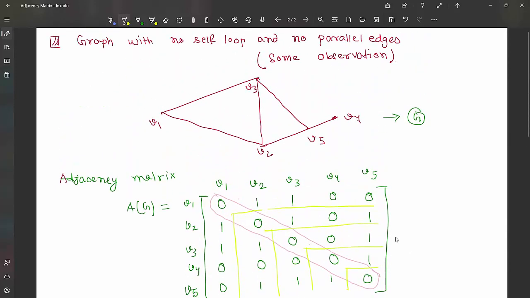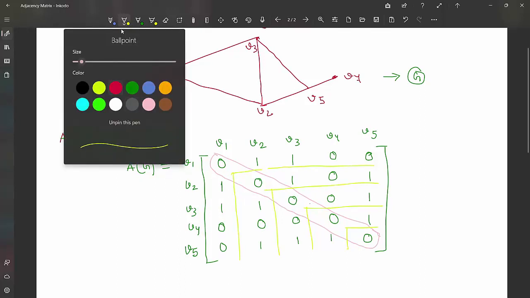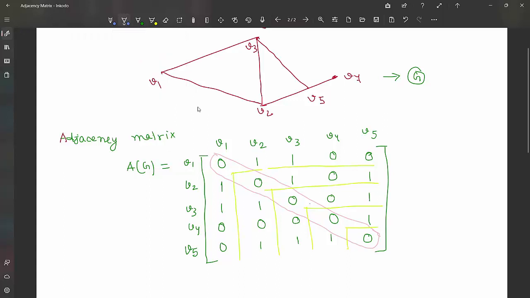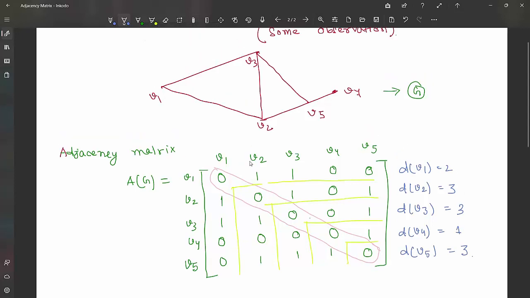And also the number of ones in a row represents the degree of the vertices. So here d of v1 is equal to 2, the degree of v2 is equal to 3, the degree of v3 is also equal to 3, the degree of v4 from here is equal to 1, and the degree of v5 is equal to 3. So you can directly read out the degree from the matrix. Now we are noting these observations for a graph with self loop and no parallel edges.